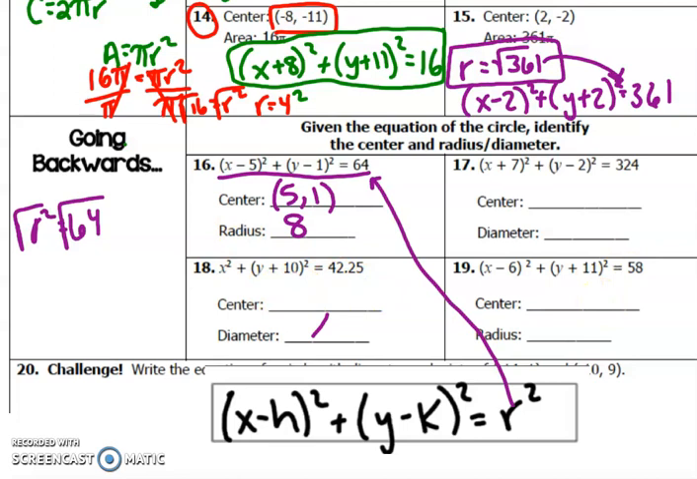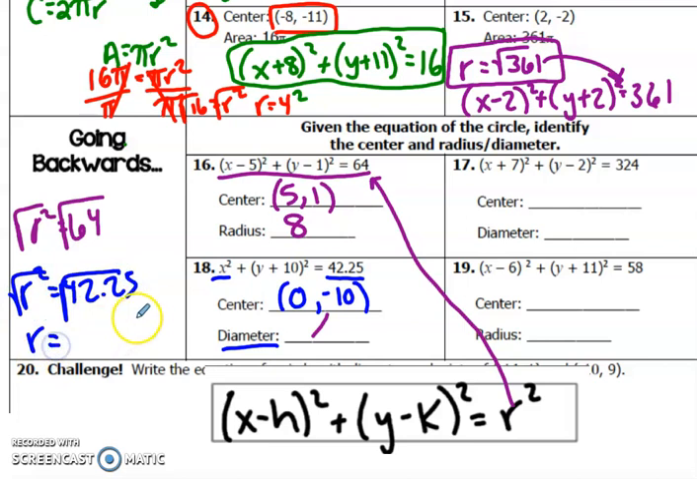So let's look at 18 together. Your center, since there is no number with this one, would be a 0. You're going to change this sign to a negative 10 for your center. And then this right here would be your radius, but look at them, they've thrown in diameter. So your r squared equals 42.25. When you square root both sides, you are going to get your radius, I believe is 13. Let me type it in.